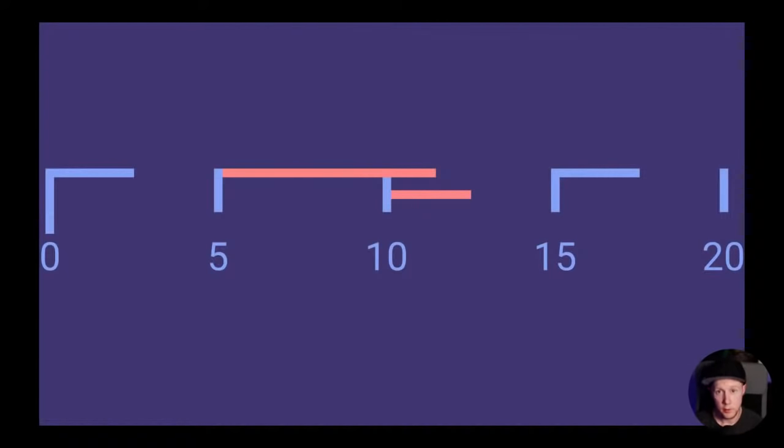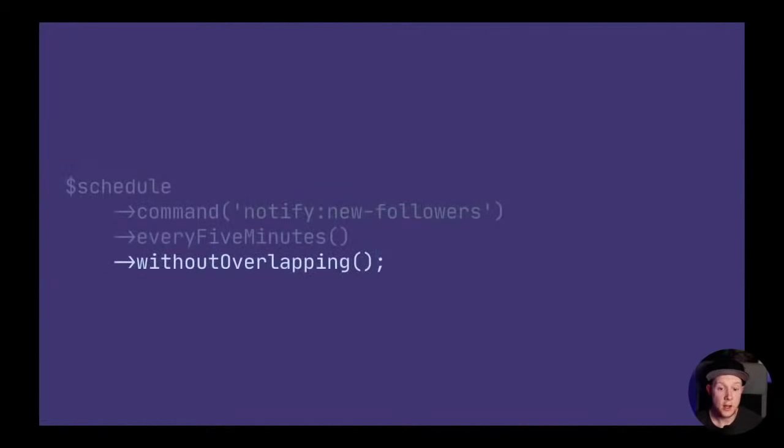Depending on how you've built this out, you might run into issues where we're 80% of the way through notifying our application users of their new followers, and suddenly they start getting duplicate emails, okay? So the best way and the easiest way to take care of this is to just tack on the without overlapping method onto that chain.